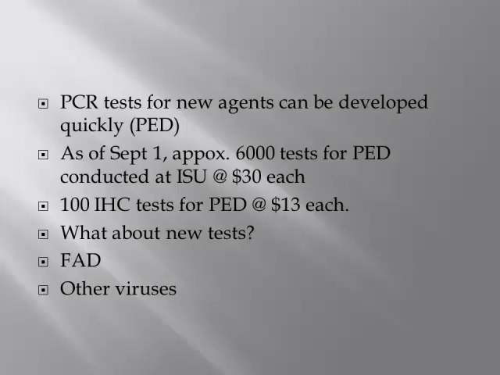They just got the IHC test developed. That's going to be $13 a piece, so they haven't run so many of those, but I'm sure that will ramp up very rapidly. And what about new tests? They've developed them rapidly for porcine epidemic diarrhea, foreign animal diseases. We've got to be ready for those if and when they hit the shores, and other viruses.